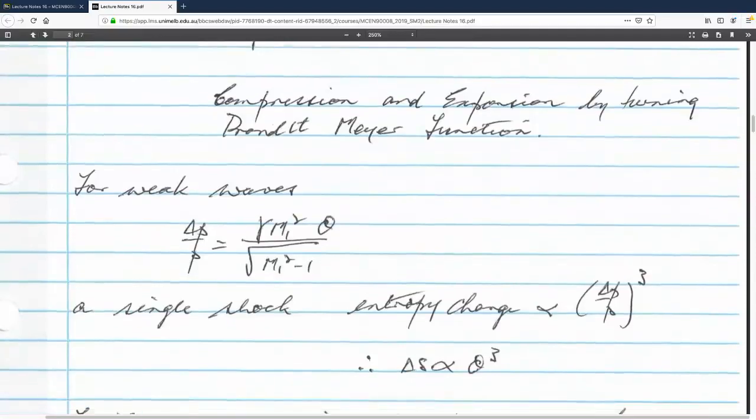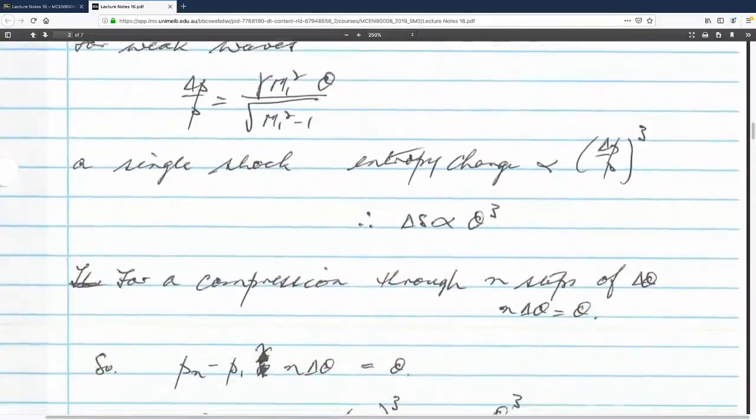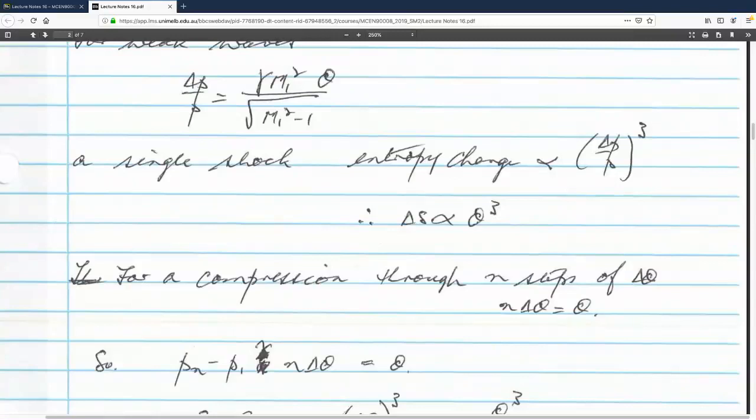However, what if instead I compress the flow through n steps that are only delta theta? I'm going to have n steps of delta theta where n delta theta is equal to theta. So think about that. I'm just making n steps for each small angle delta theta until I finally turn the flow theta.